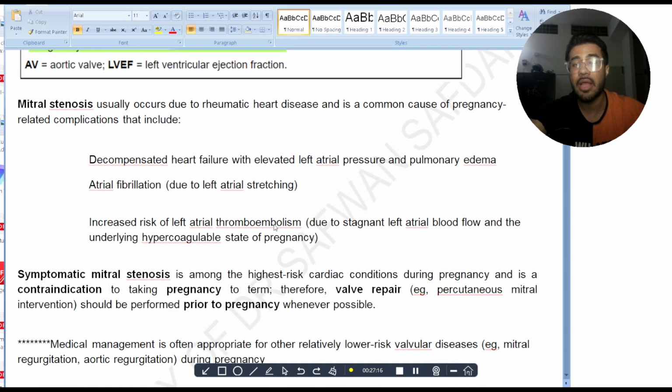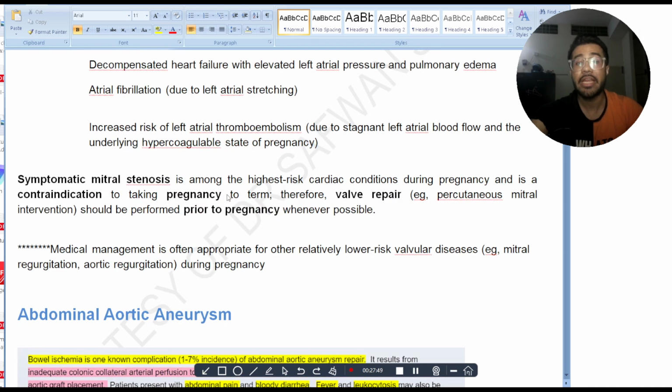There is an increased risk of left atrial thromboembolism due to stagnant left atrial blood flow and the underlying hypercoagulable state of pregnancy as well. So there are a lot of other factors that make it even more dangerous. If the heart decompensates, the atria enlarge, and the body is already in a hypercoagulable state, so that can result in formation of clots in the dilated left atria. Symptomatic mitral stenosis is among the highest risk cardiac conditions during pregnancy and is a contraindication to taking pregnancy to term. Therefore, valve repair should be done prior to getting pregnant whenever possible.